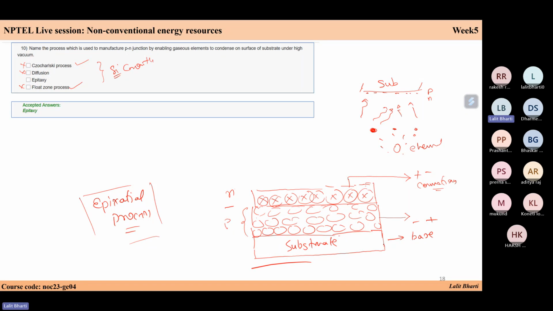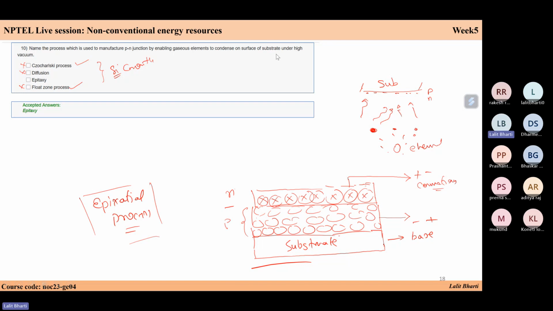So this is our last question, let's say question 10. Name the process used to manufacture the PN junction by enabling a gaseous element to condense on the surface of the substrate under high vacuum. We already saw the different processes to make a PN junction. The Czochralski process and the float zone process are not for manufacturing a PN junction; they are for manufacturing single crystalline silicon. So these two options are directly incorrect.